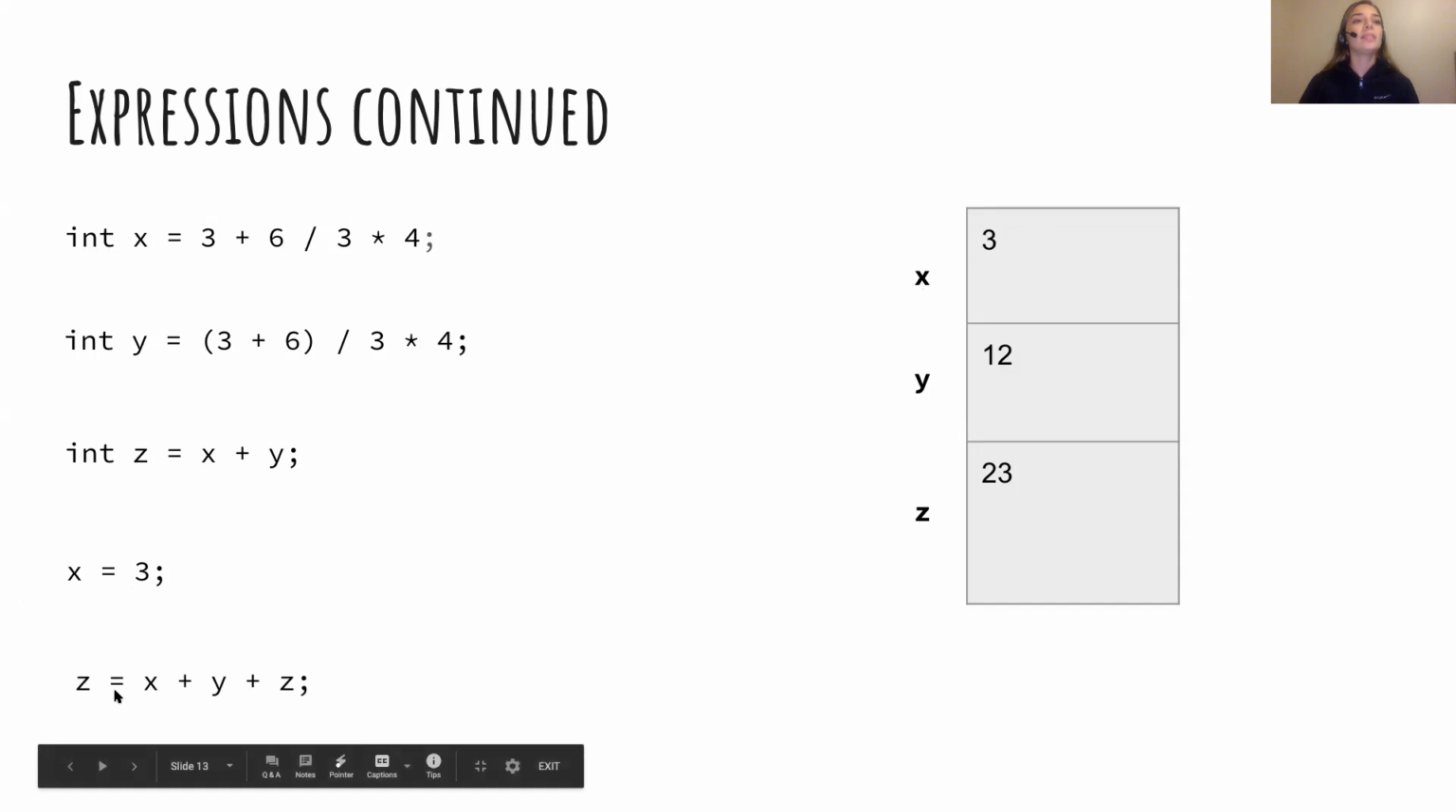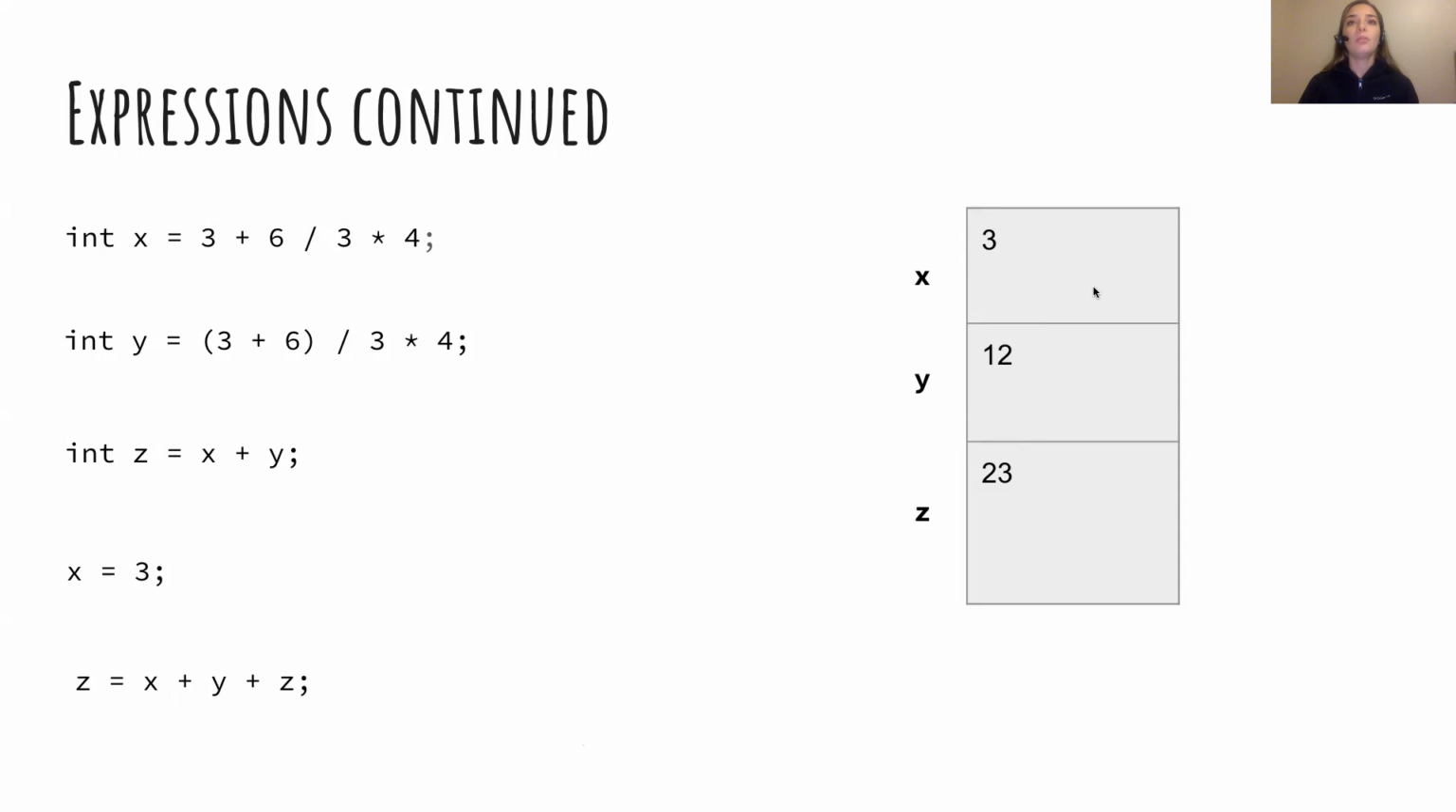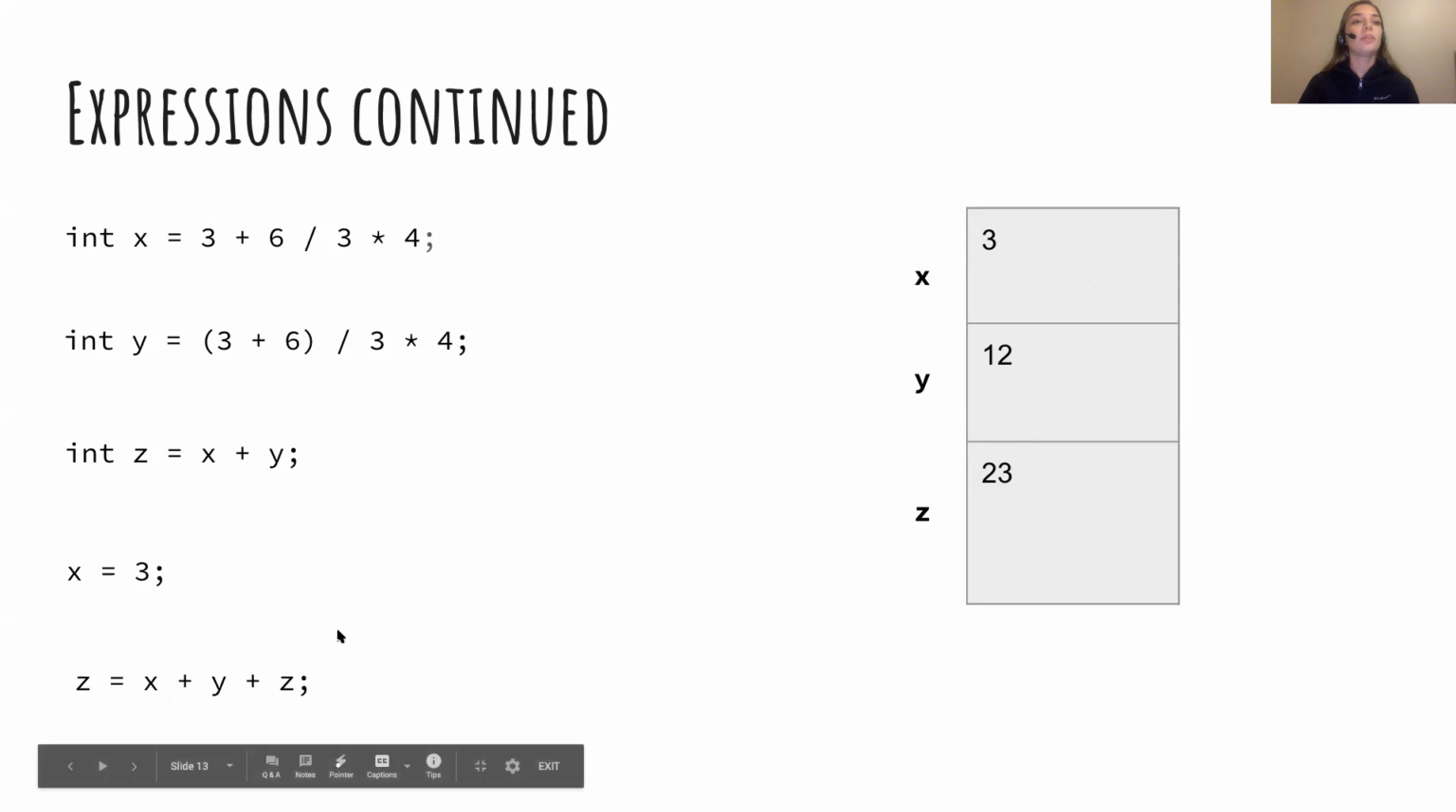And now we have z equals x plus y plus z. So this code is going to get everything on the right side, add it, and then store it into z. So x currently is 3. It's no longer 11. We updated it here. So it's going to be 3 plus 12 plus whatever is in z.